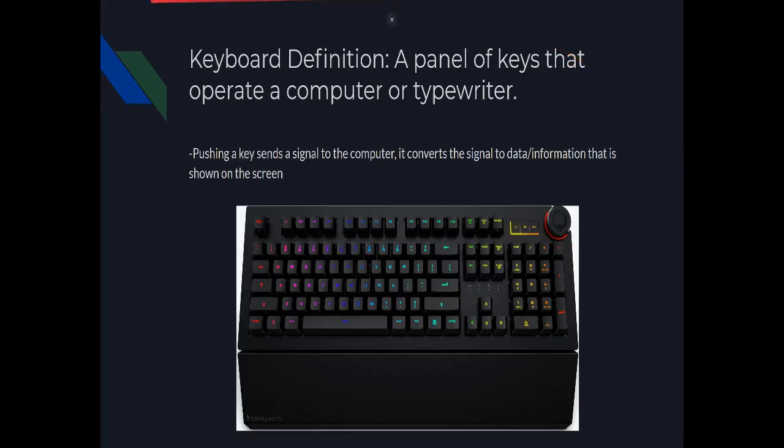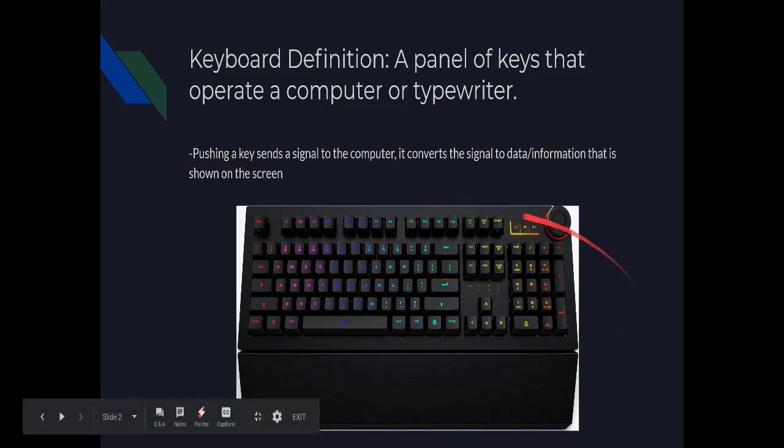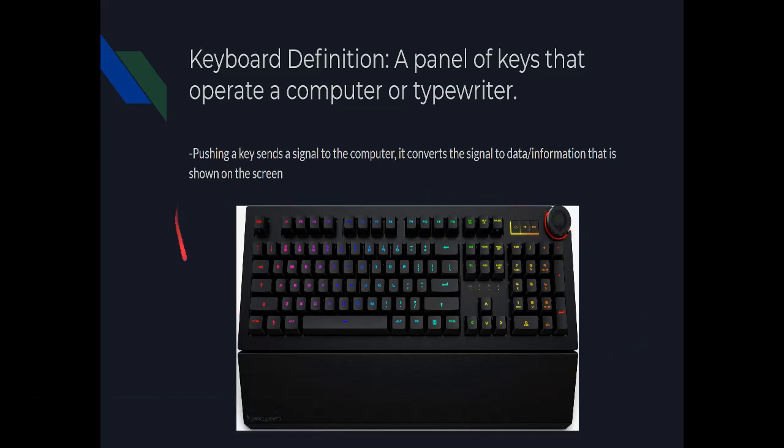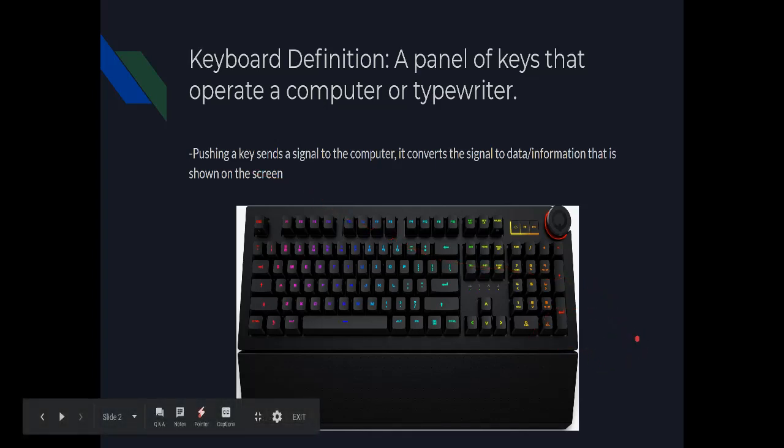So, a keyboard is a panel. The official definition of a keyboard is a panel of keys that operate a computer or typewriter. As you can see on this computer, it's a more complicated version, but it serves the purpose. There are different letters that you can type with, and when you type, it sends a signal to the computer, and it converts that signal into data that is shown on the screen as the letter you typed. So if you press F, F will show up on the screen.